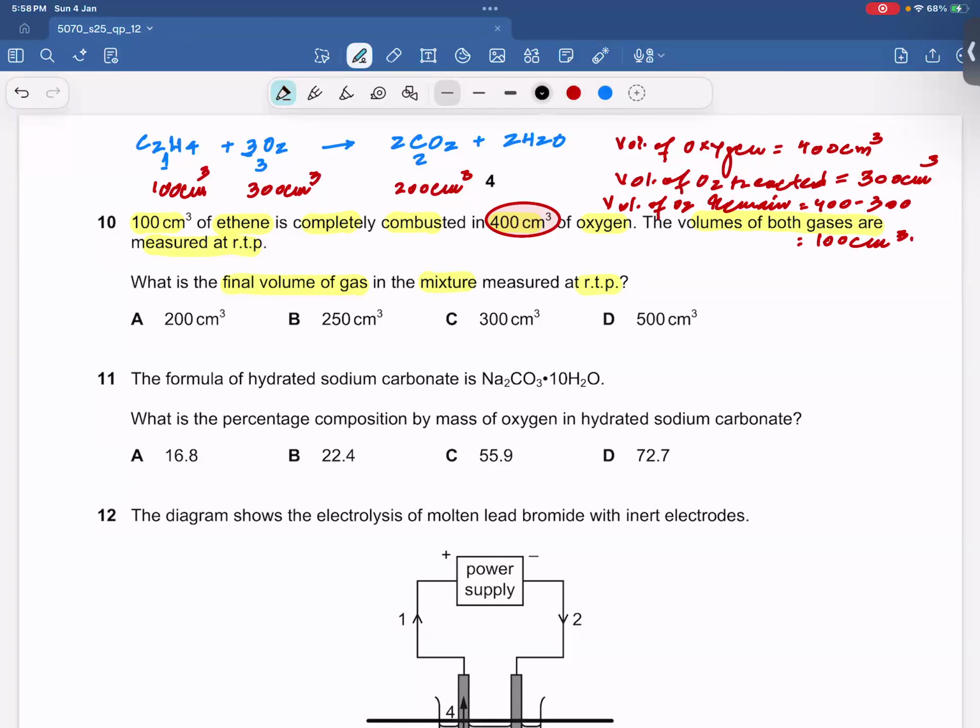Now the examiner is looking for the total volume after the reaction. So after the reaction, the unreacted amount of oxygen is 100 cm3, and the amount of carbon dioxide produced is 200 cm3. So the total amount is going to be 300 cm3. So 300 cm3 is the final volume measured at RTP. So C is going to be the right answer. Okay.